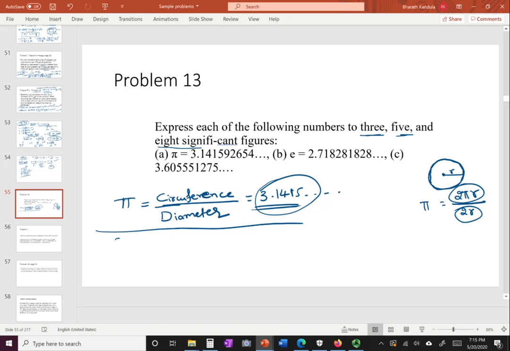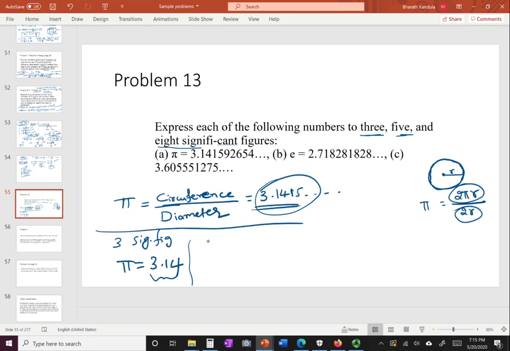Now let's write with 3 sig figs. So pi is equal to 3.14. So that's 3 sig figs. Understand? So you need to round looking at the next digit, the following digit.